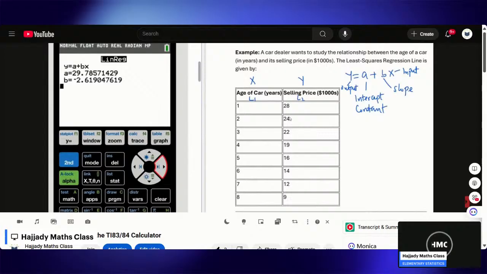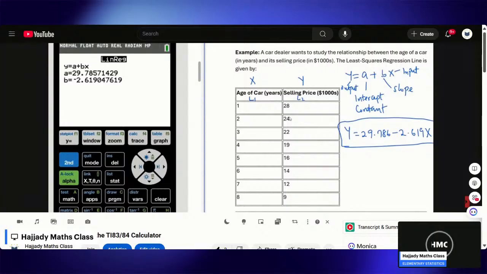Now here we have our a to be 29.7 and b to be negative 2.6. So the regression line is going to be approximately 29.786 minus 2.619x. This is the regression equation. This is the slope. This shows that the price will be decreasing anytime x is increasing. Alternatively, it means the increase in the number of years of the car will give you the decrease in the selling price.